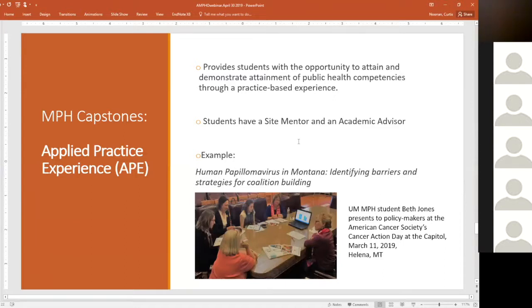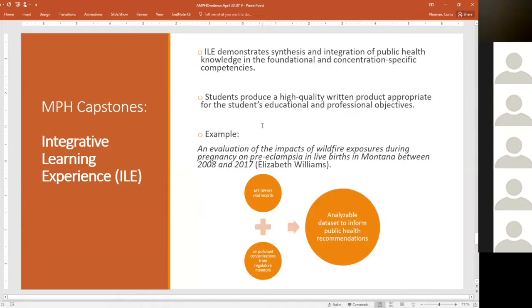And then a related capstone course is called an integrative learning experience, which has some different elements, but it's also something that our students have to do, and working within a local public health agency could be a really good way for students to engage in this project. This is just one example here where student Elizabeth Williams worked with, in this case, the state health department on some data systems and integrating some vital records and some exposure data to look at a particular question that she was interested in.